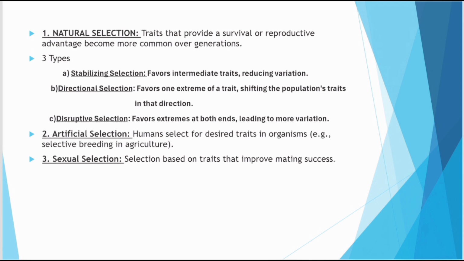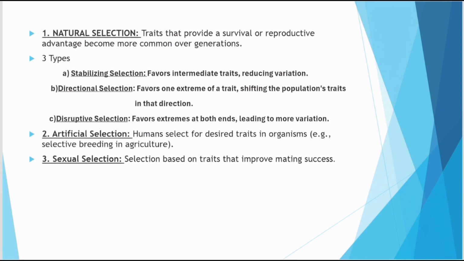Stabilizing selection actually favors intermediate traits, reducing variation. Directional selection favors one extreme of a trait, shifting the population traits in that direction. That is, in one direction only the population will shift. But disruptive selection favors extremes of both ends, leading to more variation.